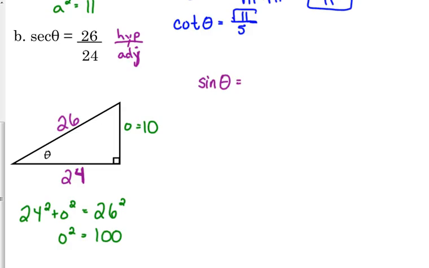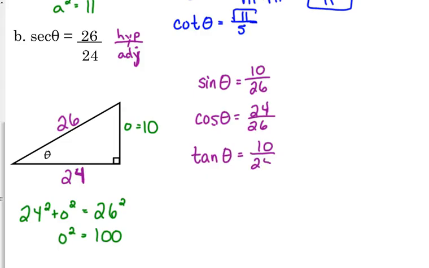Sine. Okay, sine is the opposite over the hypotenuse. And I'm going to leave it. I know 10 over 26 reduces, but I'm going to leave it. Okay, cosine is the adjacent over the hypotenuse, or the reciprocal of secant. Tangent is the opposite over the adjacent. Sine, cosine, tangent.